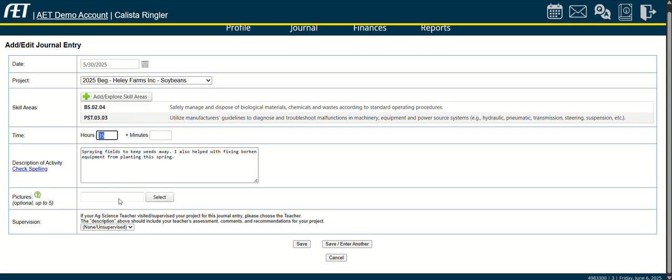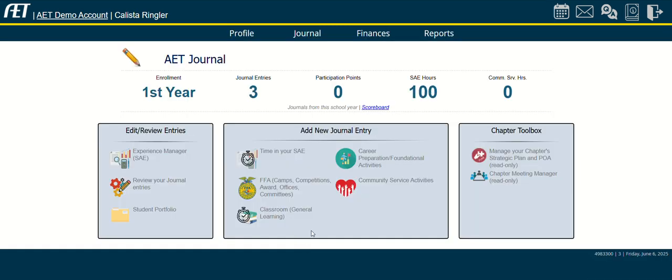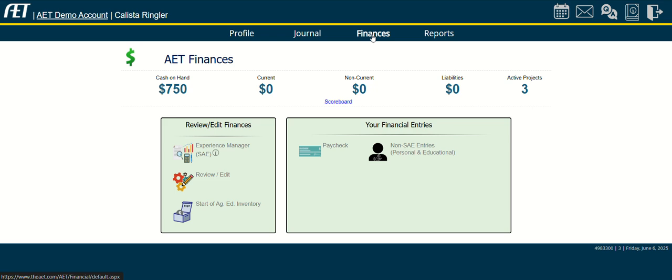I don't have any pictures to update, and I don't have a supervisor to say, so I'm just going to hit save. So now my FCE hours equals 100, and if I go to finances, that's going to match my financial entry I made. And so that's what this box shows me. It shows me where I can enter another paycheck or where I can enter any non-SAE entries. But again, we're just focusing on your SAE, so we're only going to focus on this guy for your placement.